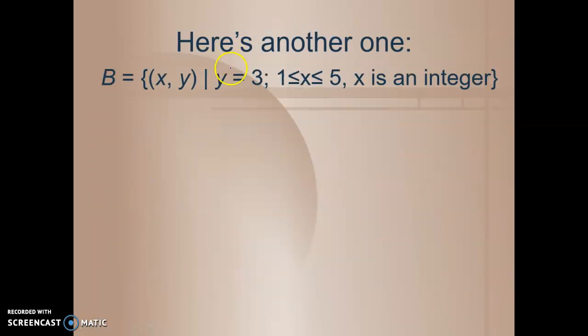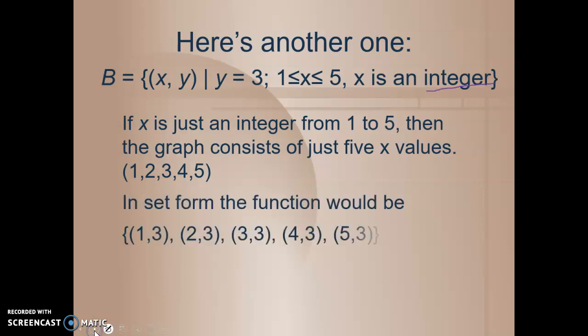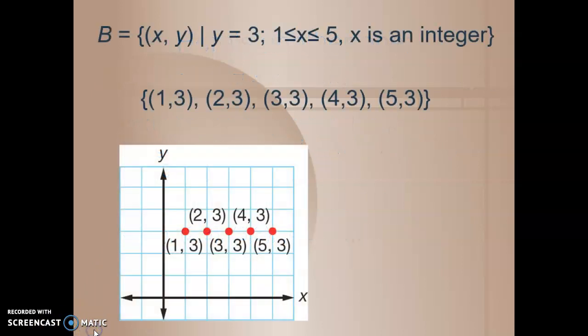Here's another one. We're told the function rule. We're told that y equals 3, and that x must be greater than or equal to 1, but less than or equal to 5, and x is an integer. So no fractions here. If x is just an integer from 1 to 5, then the graph consists of just 5 x values, 1, 2, 3, 4, 5. In set form, the function would be this: 1, 3, 2, 3, 3, 3, 4, 3, and 5, 3. Because no matter what, according to our function rule, y equals 3.